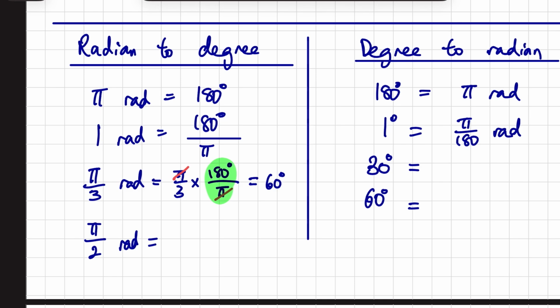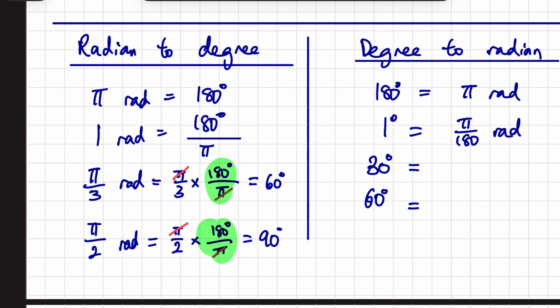Similarly, if I want to convert pi over 2 radian into degrees, all I do is multiply pi over 2 with the factor of 180 degrees divided by pi. I cancel out the pi, and I just have 180 divided by 2, and that leads me to 90 degrees. Again, the factor that I multiply through is 180 degrees divided by pi.